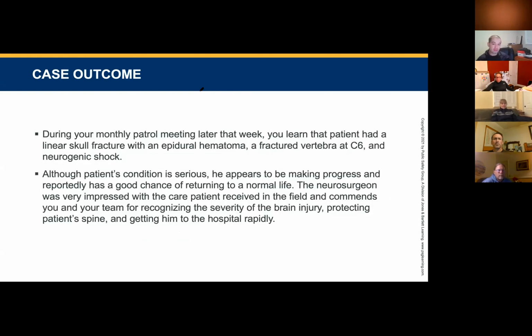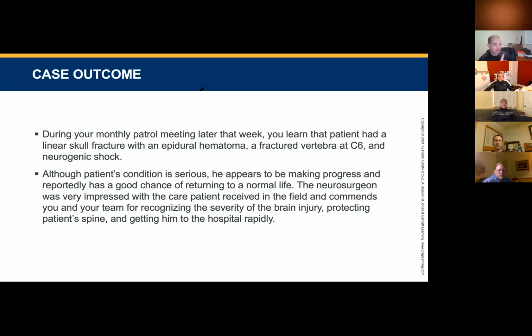During your monthly patrol meeting later that week, you learn the patient had a linear skull fracture with an epidural hematoma, a fractured vertebra at C6, and neurogenic shock. Although the patient's condition is serious, he appears to be making progress and reportedly has a good chance to return to normal life. The neurosurgeon was impressed with the care the patient received in the field and commends you and your team for recognizing the severity of the brain injury, protecting the patient's spine, and getting him to the hospital rapidly.